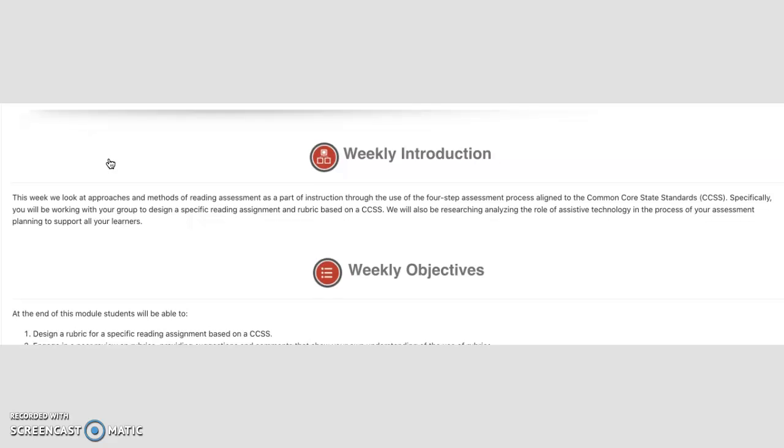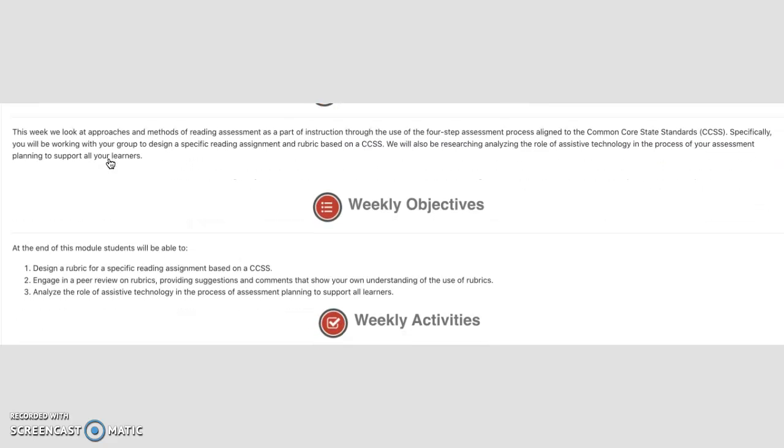So for this week, again, you will be working with your group in a collaborative project, applying the knowledge and skills from this week. So you'll be designing a rubric for a specific reading assessment aligned to the Common Core, engaging in a peer review of that, and then continuing to look at assessment by analyzing assistive technology to assess.